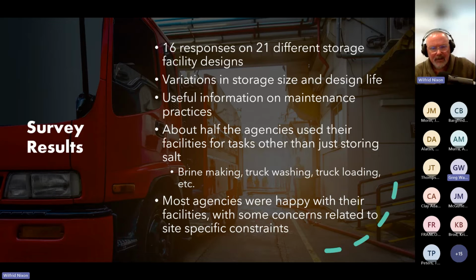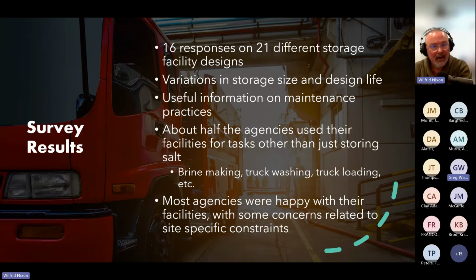About half of the agencies that we surveyed use their facilities for things other than just storing salt. The most common was brine making, but there was also truck loading inside and truck washing. Finally, from the survey, most agencies were happy with their facilities, although there were some concerns related to site-specific constraints, the major one being we only had so much room, and therefore we couldn't put as large a facility on site as we really wanted and or needed.